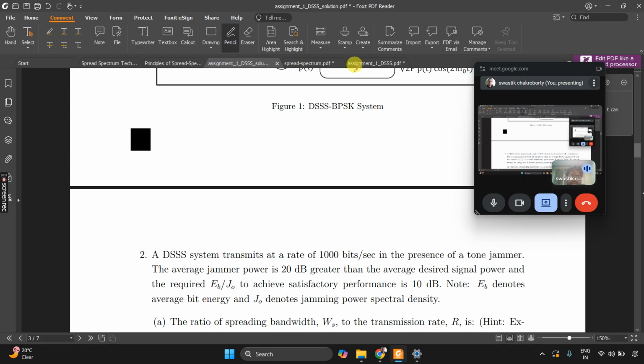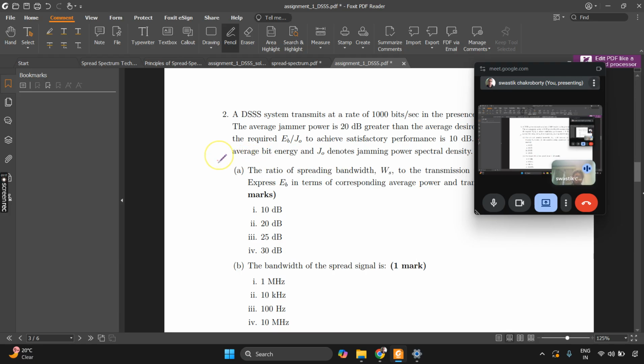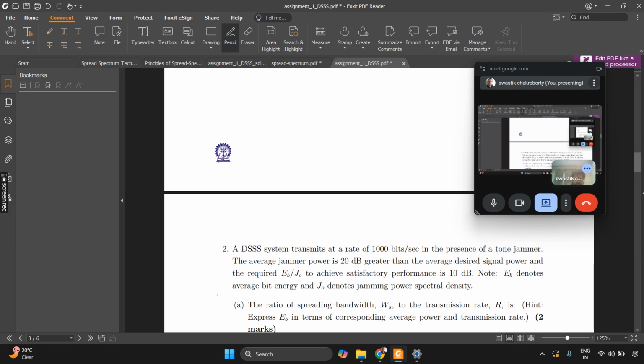Okay, so let's look at the question first actually. A DS3 system transmits at a rate of 1000 bits per second in the presence of a tone jammer.